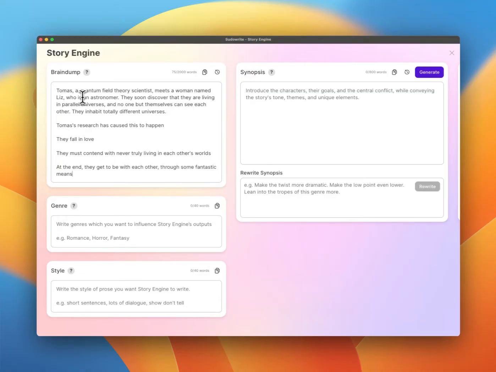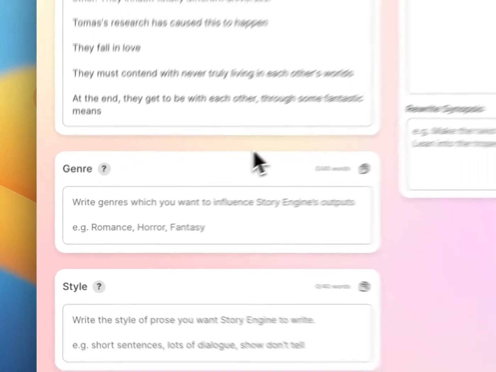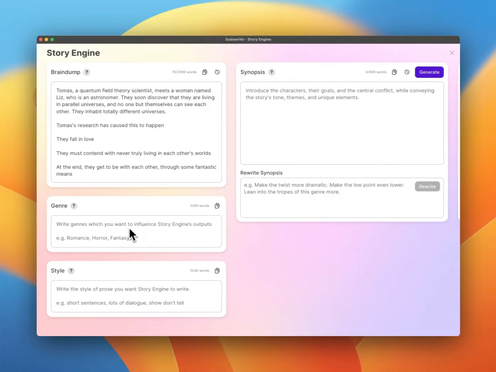So let's say this is all I know about the story right now. I am just fleshing it out, and Story Engine is a highly collaborative interface. So we'll collaborate with the AI to make the story happen.